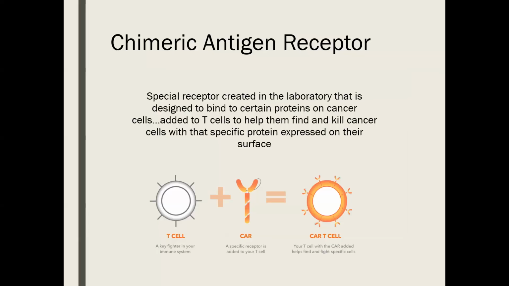As a refresher, CAR antigen receptors are special receptors created in a laboratory that are designed to bind to certain proteins on cancer cells and are added to T cells to help them find and kill cancer cells that have a specific protein expressed on their surface. The classic example is CD19-directed CAR T-cell products, which we're going to talk about. There are at least 3 products that are FDA approved currently, but that is not the limitation for what CAR T products can be.